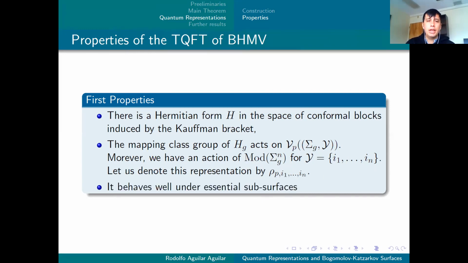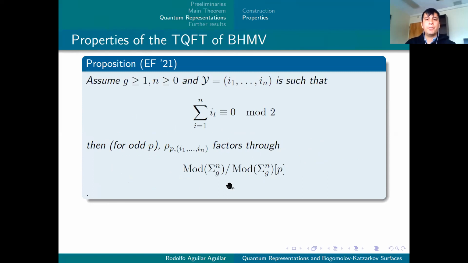It also has some other properties. If we consider an essential subsurface, an essential subsurface is one that, when we consider the fundamental group, it is an injection. Then we can restrict to a representation of this subsurface in the space of conformal blocks of this subsurface. It's a part of the whole space of conformal blocks. So it behaves well. Okay.